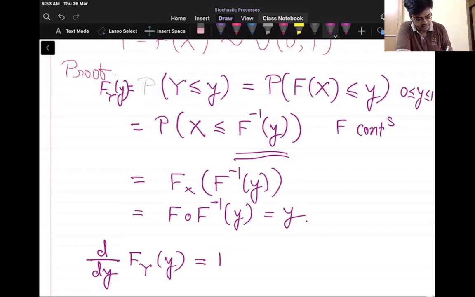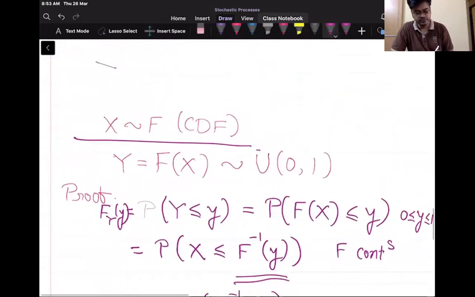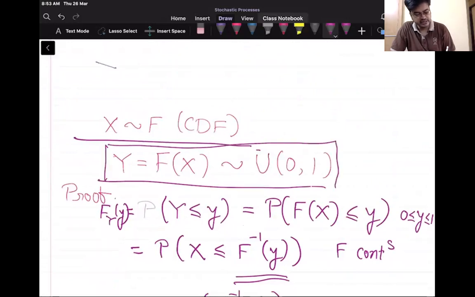So d/dy of F_Y of y is equal to 1. That is, the density of this random variable Y is equal to 1 for 0 less than y less than 1, less than or equal to or less than, it doesn't matter, and 0 otherwise. So in this case, I have proved that the random variable is actually a uniform random variable. This proves my claim that for any continuous random variable you give me, if it has a CDF F, then Y equal to F of X will follow a uniform distribution.